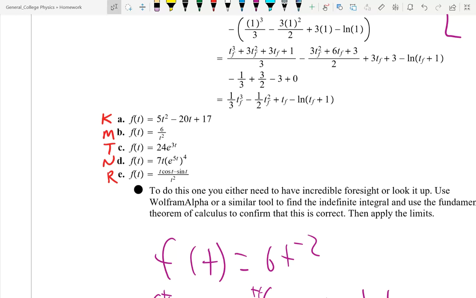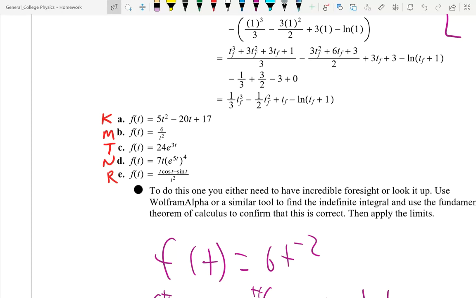This isn't a calculus class, right? As much as it would look like a calculus class so far. And so with something complicated like this, I told you either you'd have to have incredible foresight to solve this thing, or you'd have to work really, really hard, or just use Wolfram Alpha or an integral table. So that's what I did. I put this into Wolfram Alpha.